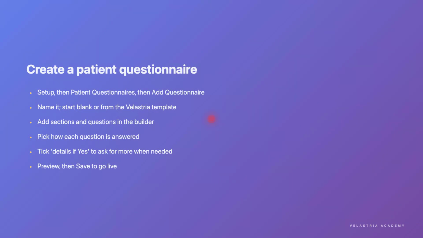Open Setup, then Patient Questionnaires. Add a new one. Build your sections and questions. Choose how each one is answered and preview it before you save. Just the questions you want to ask, in your clinic's own words.